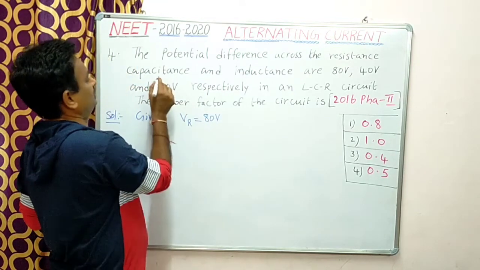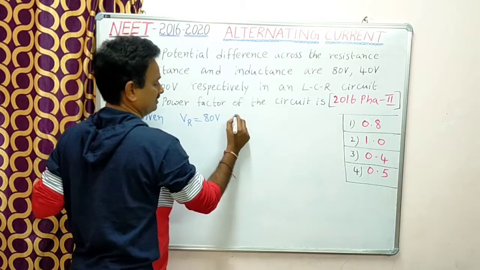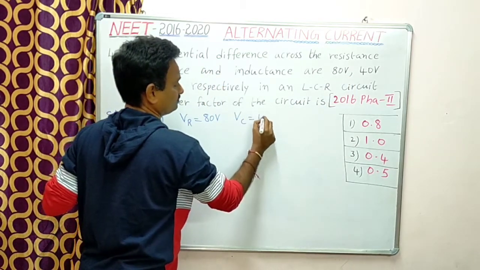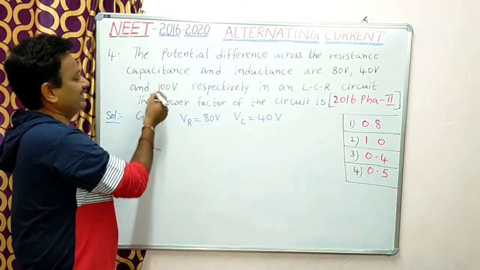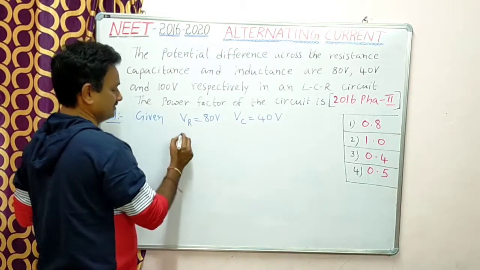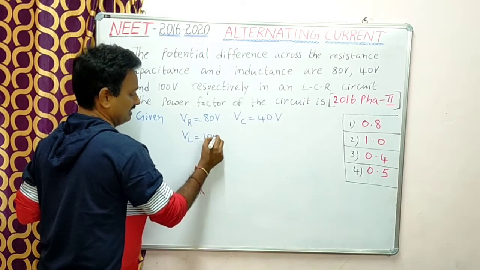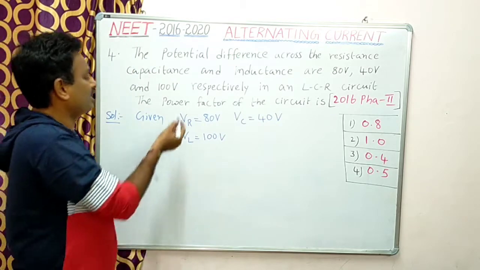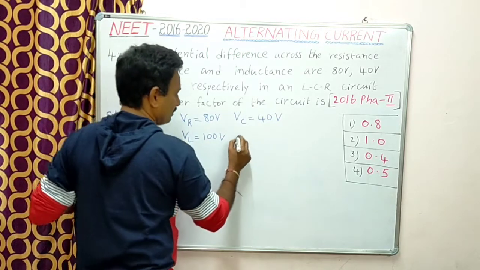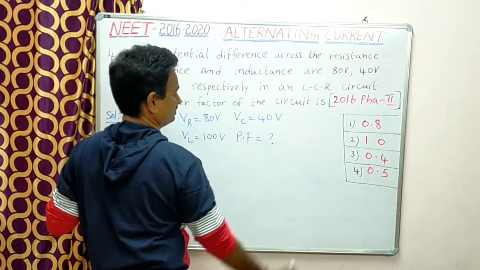Next, across capacitance is 40 volt. VC equal to 40 volt. Across inductance is 100 volt. Okay. So what you have to find here? You have to find power factor. Power factor PF is equal to question mark.